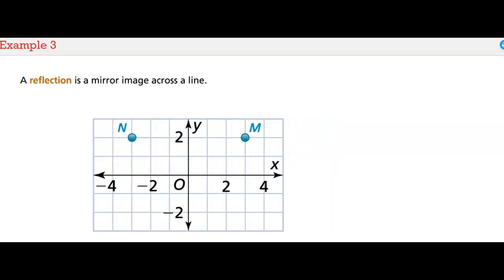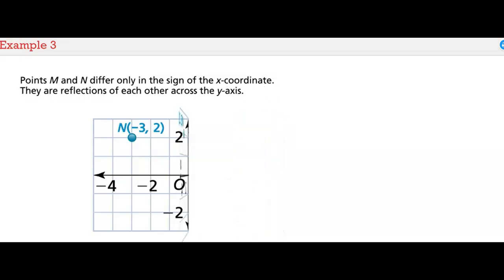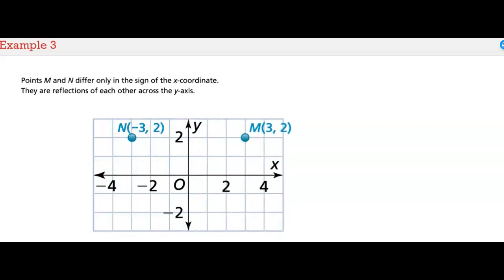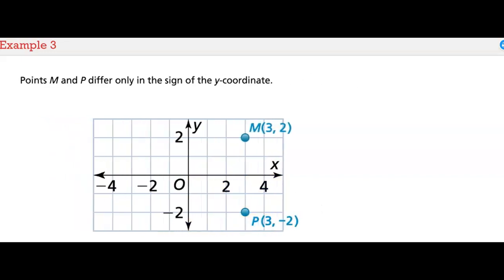A reflection is a mirror image across a line. Points M and N differ only in the sign of the x-coordinate. They are reflections of each other across the y-axis. Point P has an x-coordinate of 3 and a y-coordinate of -2. It is located in the fourth quadrant. Points M and P differ only in the sign of the y-coordinate. They are reflections of each other across the x-axis.